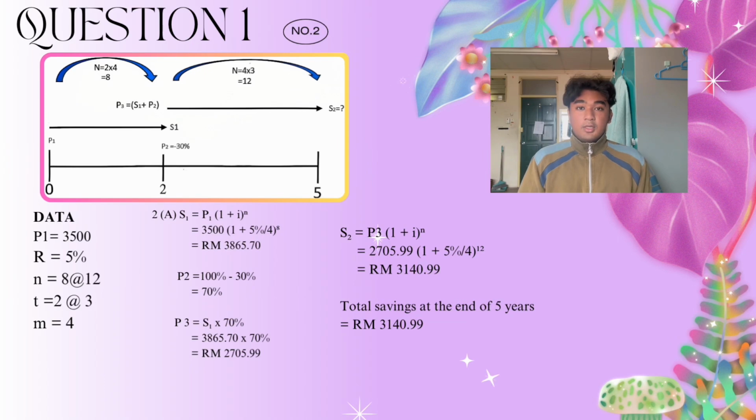Now we just need to key in our new data to count out for the balance of the 3 years left. So S2 equals 2,705.99 (1 + 5%/4)^12, and we will get RM3,140.99 as our total saving at the end of the 5 years.